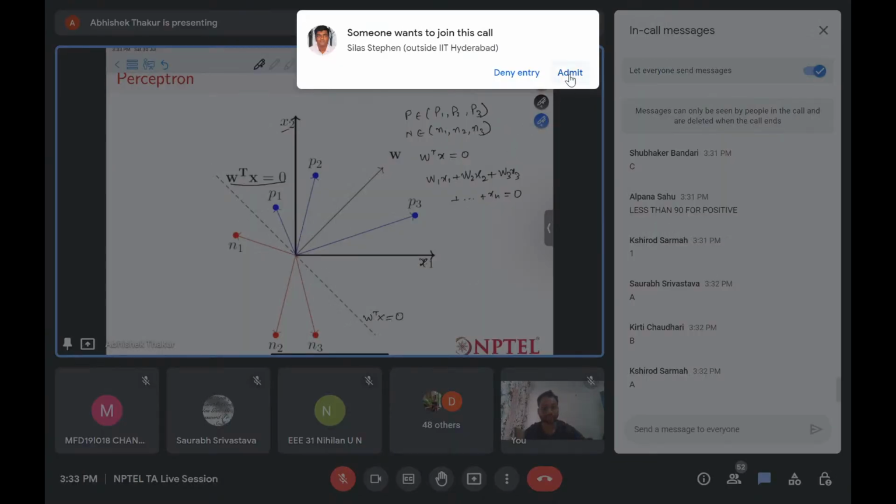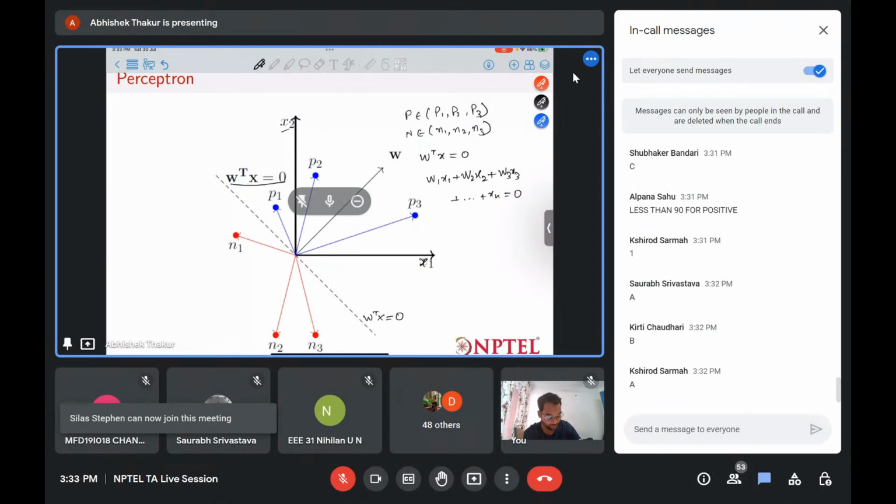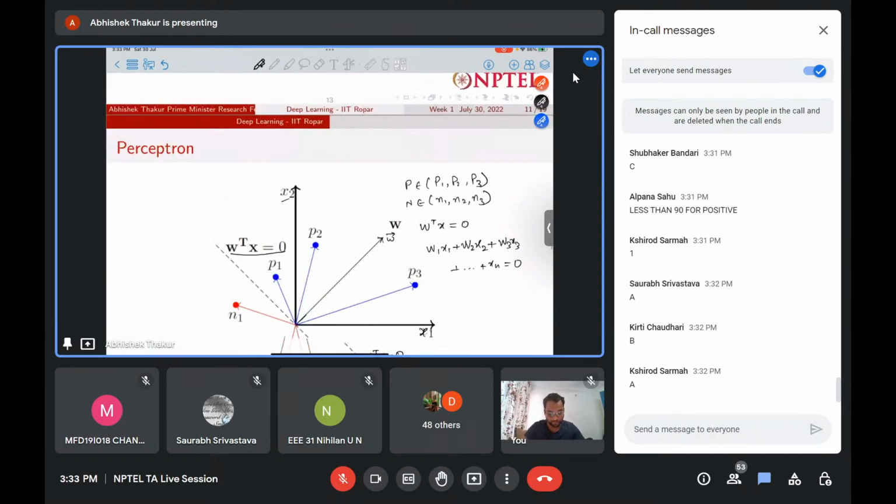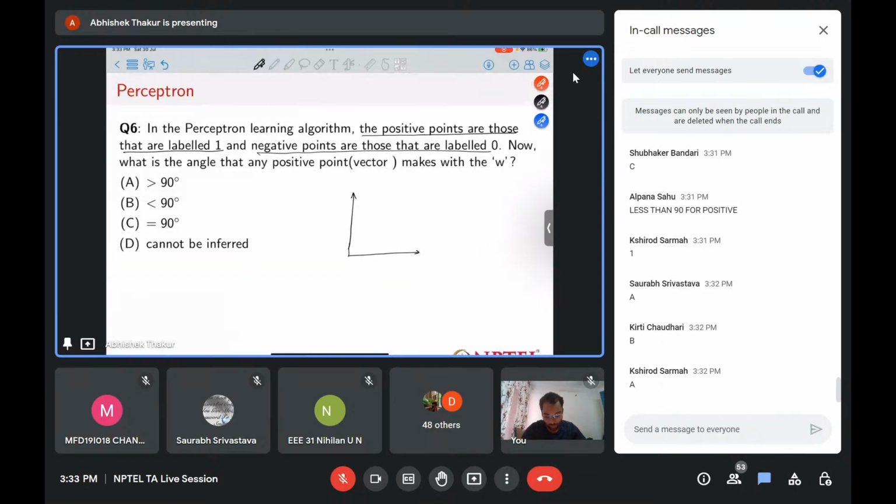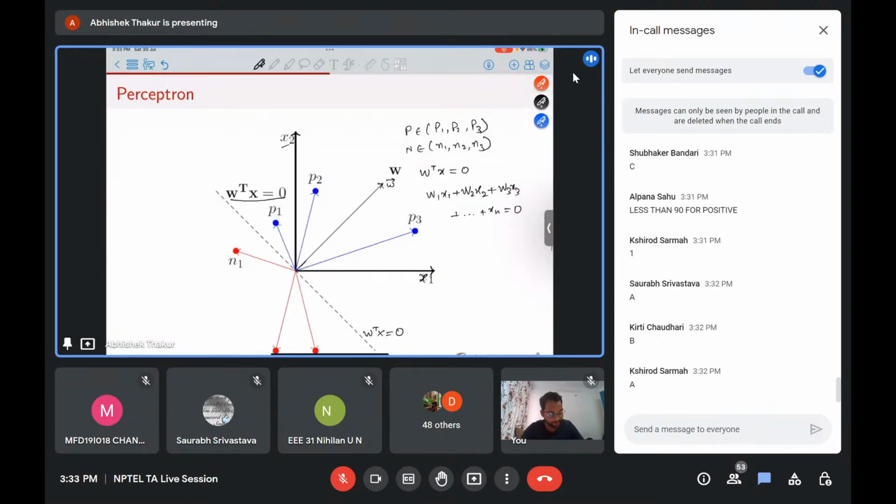Now we will see the perpendicular, the normal to this line, that is given as the W vector here. You can see this is the W vector that is normal to the line W^T X = 0. So what does this question ask? What is the angle that any positive vector makes with W? All the positive vectors will lie in this part, above the W^T X = 0 line.